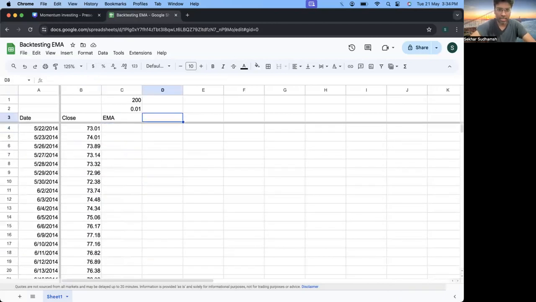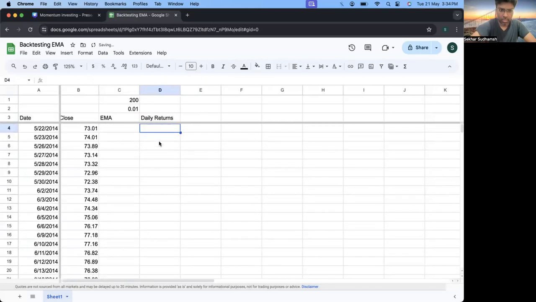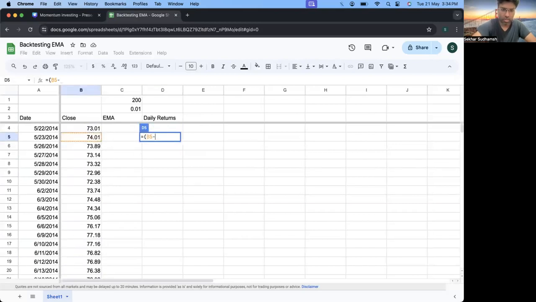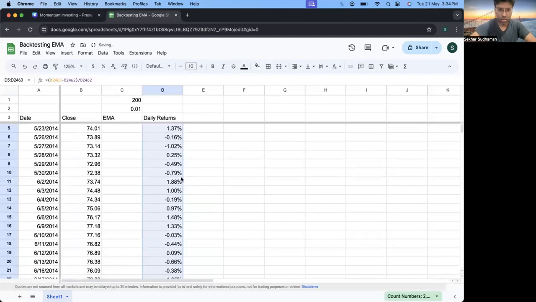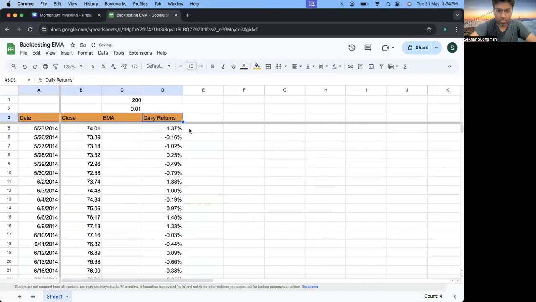Now let me calculate the daily returns. For daily returns, use a simple formula: equal to today's price minus yesterday's price divided by yesterday's price, and I'll change it into percentage format. Now we got the daily returns. So these 4 are raw data that we'll use to generate a signal.